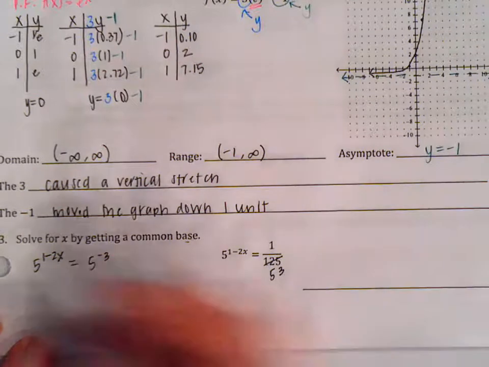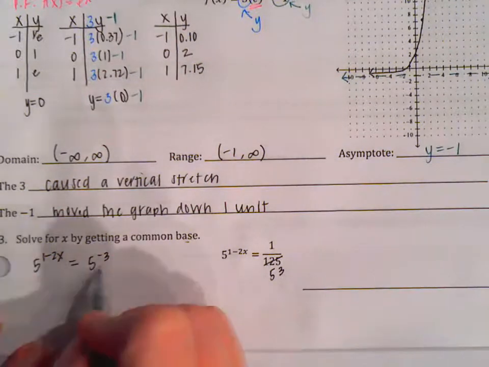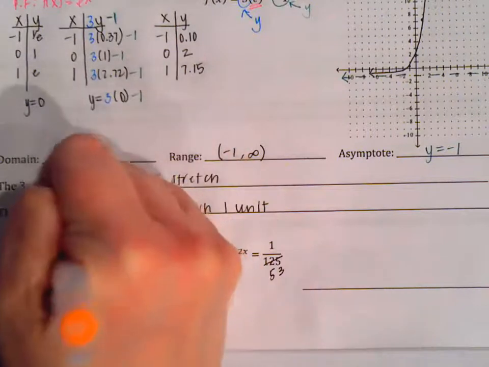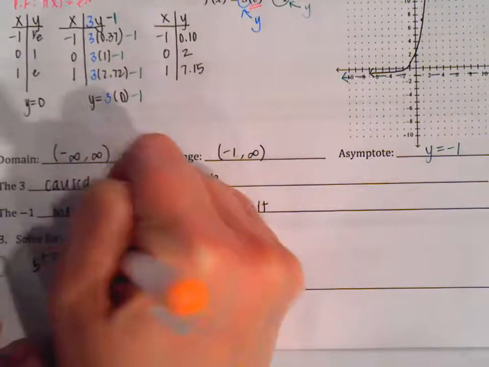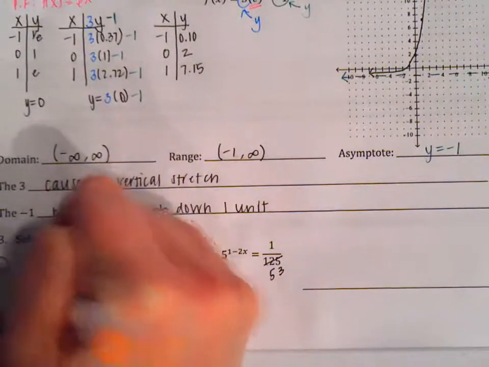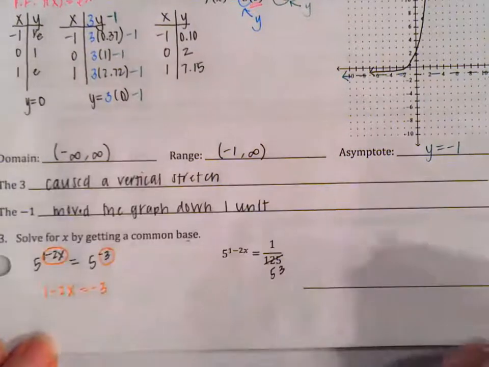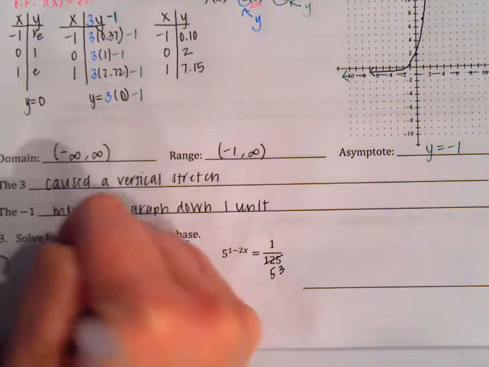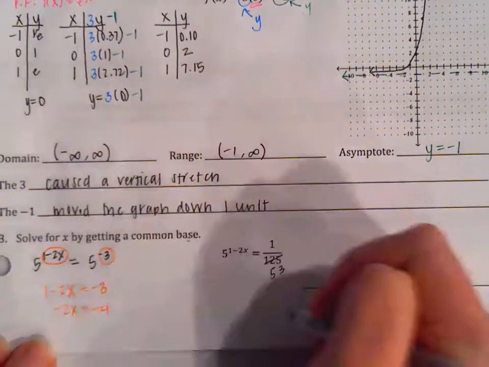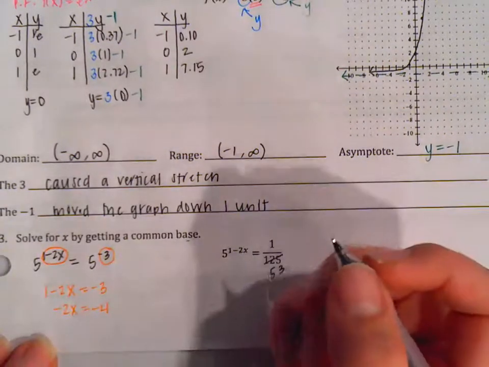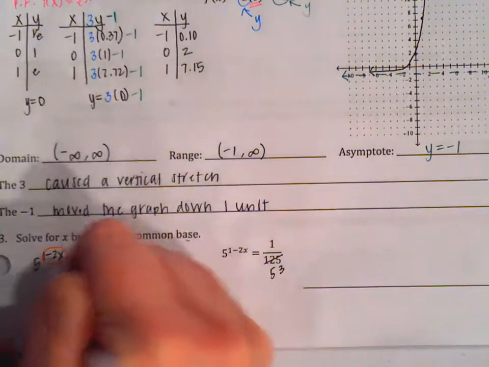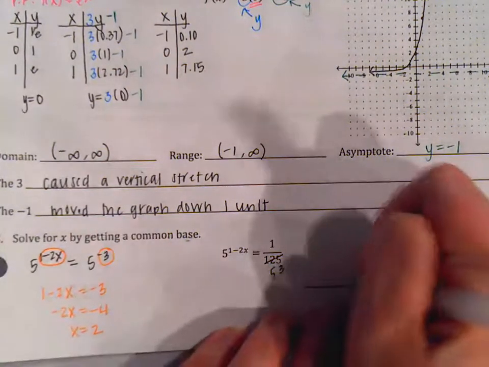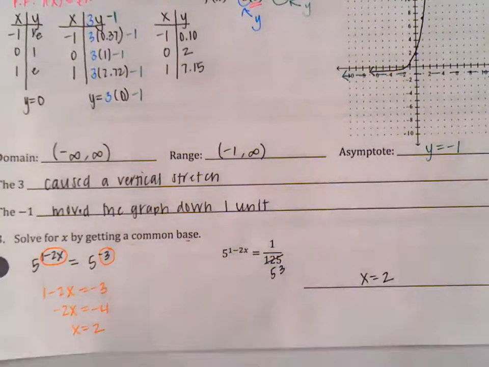So now that I have an exponential on each side, same base, I can set my exponents equal to each other. So 1 minus 2x equals negative 3. And now I can just solve for x. So subtract 1, and I get negative 2x equals negative 4. Divide both sides by negative 2, and I get x equals 2. So my final answer, x equals 2.